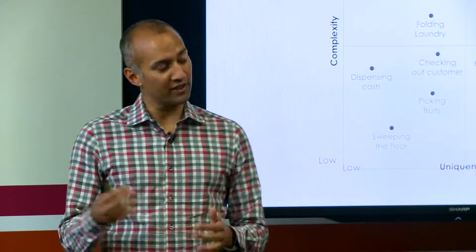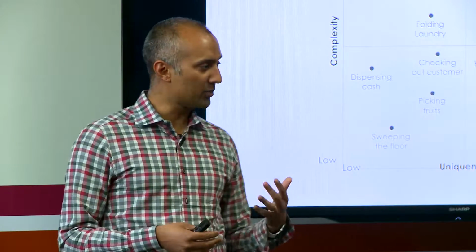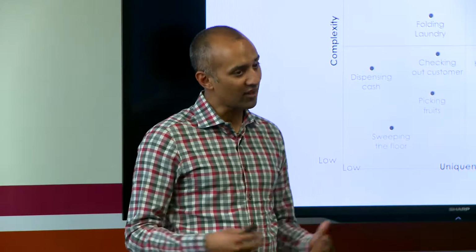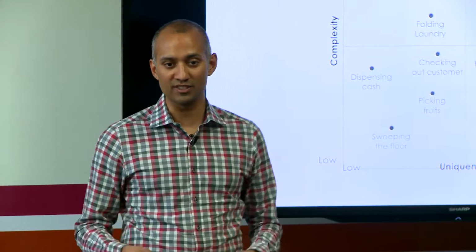Highly complex in terms of understanding: are these the right inputs? Does the actual model fit? Interpreting those results are complex things, but still relatively low on the uniqueness scale. It's kind of repetitive. Every time that you create a model, it's pretty similar to the models that you've created before. At least the process is pretty similar.